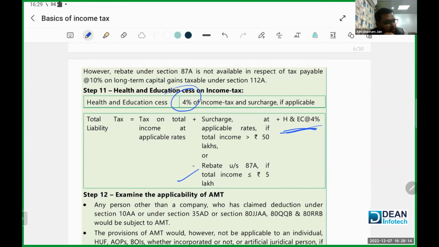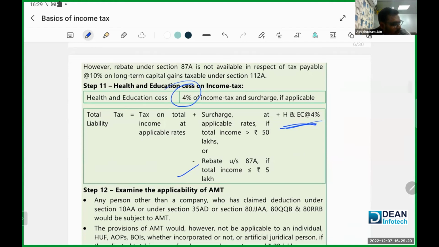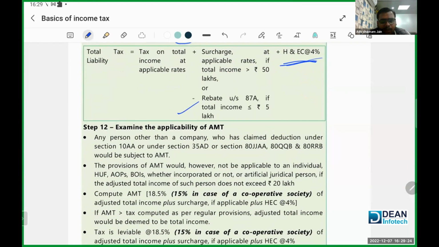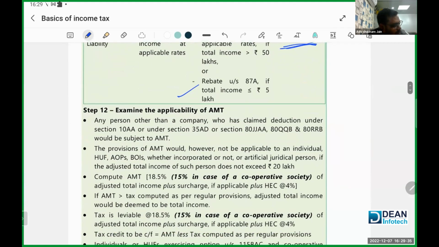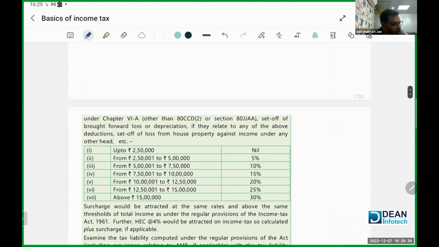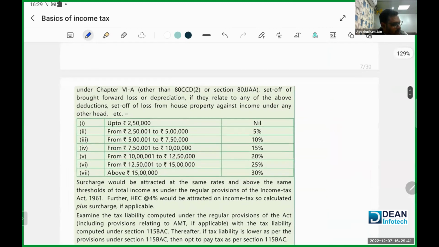Now, most of the people who have joined us are salaried employees. So I am going to tell you the detailed provisions on how we calculate income under the head salaries. We are not going to discuss the other heads in detail. I am going to give you a brief of the other heads also, but for salaries I am going to tell you each and everything. Now these are some new rates that the Income Tax Act has prescribed.